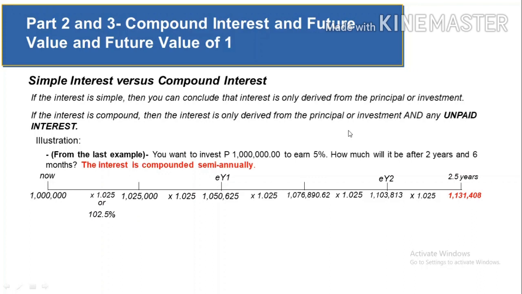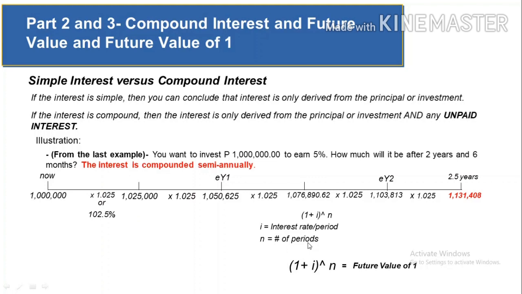When answering the question of how much will be the value of the investment after a specified period of time, just like this one, you can answer it with a timeline. But if we are talking about long periods of time, let's say for example, instead of 2.5 years, we're going to consider 25 years, then it would be difficult to get the answer through a timeline, because you're going to consider 50 periods. So if this is the case, we can use the future value of 1. What is this? This is simply the formula (1 + i) raised to the power of positive n, where i is the interest rate per period and n is the number of periods.